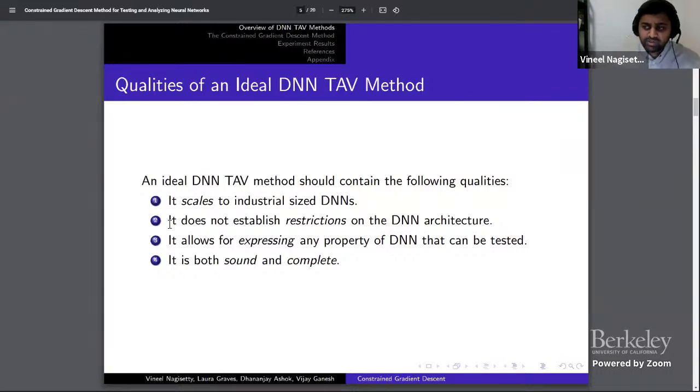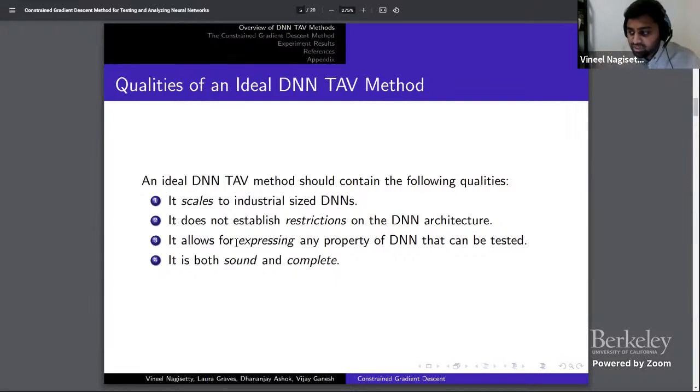Two, it should not establish restrictions. DNNs use many different types of architectures, many different types of activation functions. So ideally, we would want it to be generalizable. We'd want it to work on all, if not all, at least most DNN architectures. Three, we want it to express any property of DNNs that can be tested.